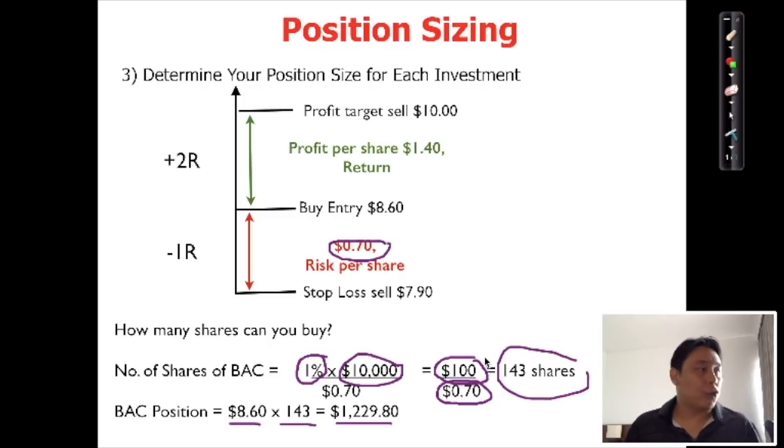So understand that your position size is not your risk, all right? Now, if you buy the shares outright, you have to allocate $1,200 to buy the shares, which means that you've got about $8,800 left to buy other shares, okay?